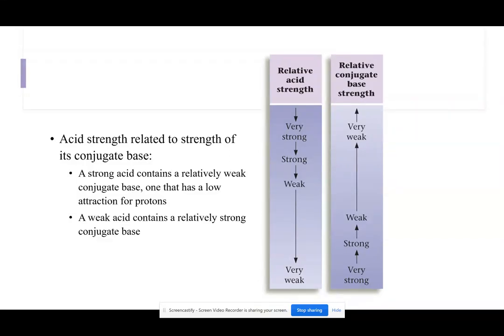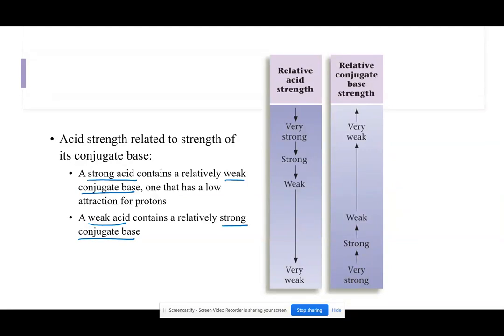There's an inverse relationship between strength of an acid and strength of its conjugate base. A strong acid has a weak conjugate base. So HCl is a strong acid, meaning the chloride ion, Cl-, is a weak conjugate base. A weak acid has a strong conjugate base. HF is a weak acid, so the fluoride ion, F-, is a strong conjugate base.